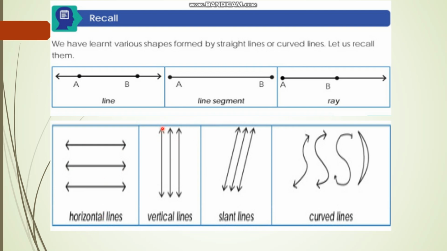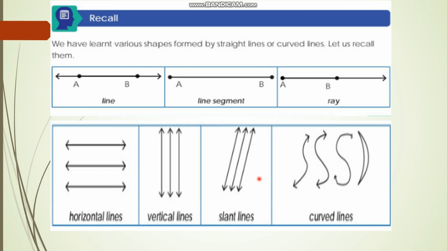And look here, these standing lines. These standing lines are called vertical lines. And these slanting lines are called slant lines. Okay, and now look here. Here these are curved lines. Here it is, looks like curves, isn't it? So these are called curved lines.